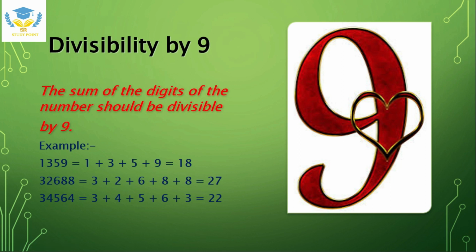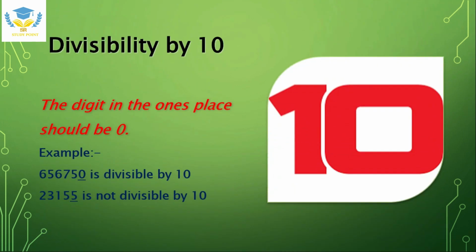Now let us quickly move to the next rule, that is divisibility by 10. It is also as simple as it was for 5. Similarly, we have to see the digit in the ones place and the digit should be 0. Like we have these numbers and we can quickly see that the last digit, or the digit at the ones place, is 0. That means this number is divisible by 10. But if the last digit is not 0, then the number is not divisible by 10. So this is the rule for number 10.